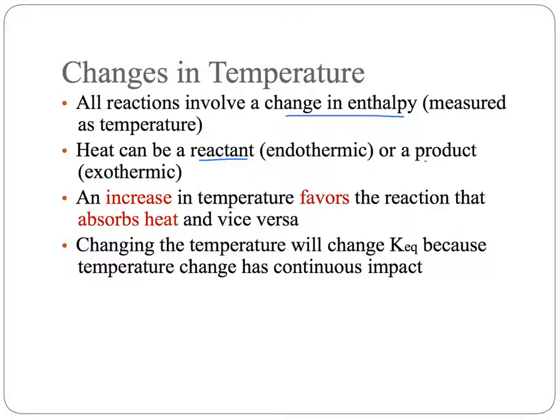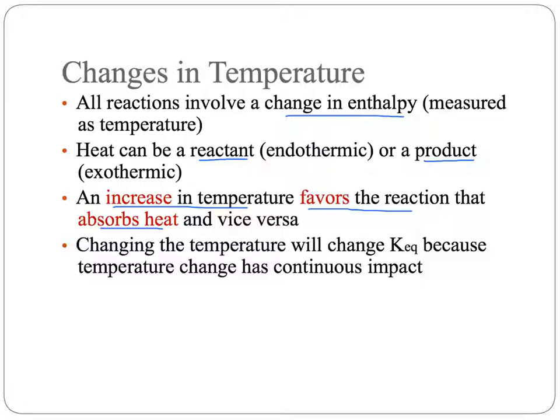Or heat can be thought of as a product in an exothermic reaction. Heat is given off. It's in excess. That energy is not needed anymore. An increase in the environmental temperature then will favor a reaction that absorbs heat, that needs heat to react. In that reaction we'd be writing heat as part of the reactants in an endothermic reaction. These two reactants plus heat gives us this product. And of course then the reverse is true. A reaction that is exothermic will be favored by a decrease in temperature.